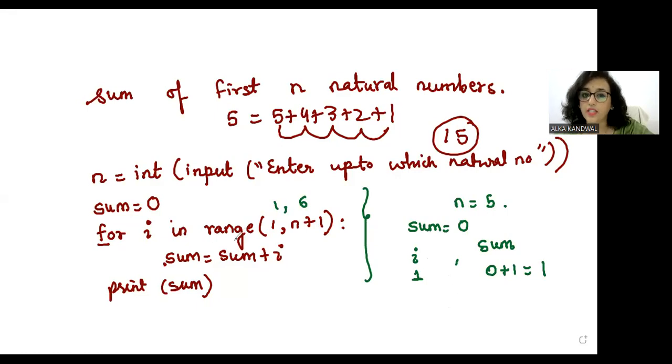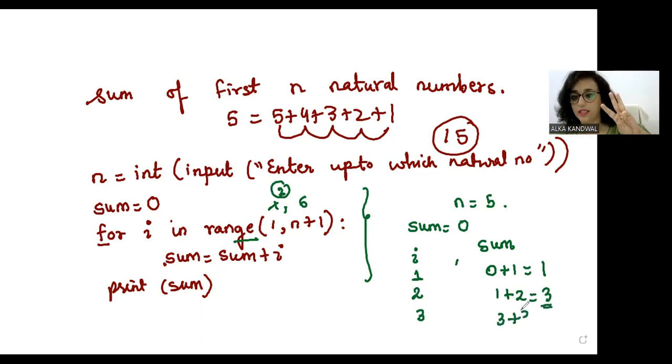फिर हमारी रेंज की दूसरी वैल्यू क्या है? 2. 1 हो गया, अब 2 में गए. तो जब हमारी i की वैल्यू 2 है, then again sum की इनिशियल वैल्यू 1 है. सम प्लस i is 2, so we are having 3. Now the range 1, 2 we have done. नाउ i की वैल्यू 3 हो जाएगी. जब 3 हो गई तो सम की वैल्यू 3 है. 3 प्लस 3 6. हमारी i की वैल्यू 4 होगी, तो 6 प्लस 4 10.